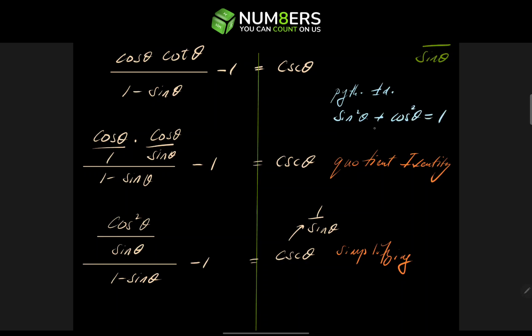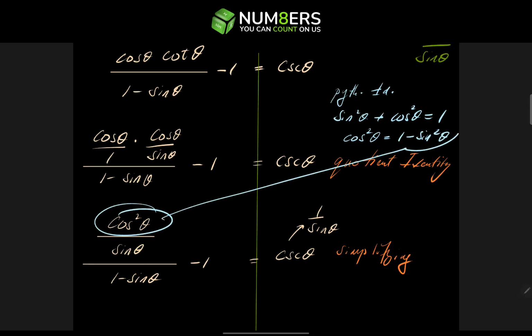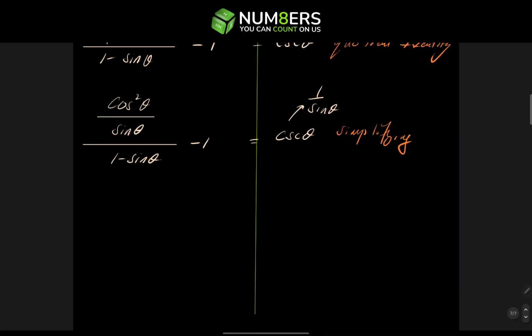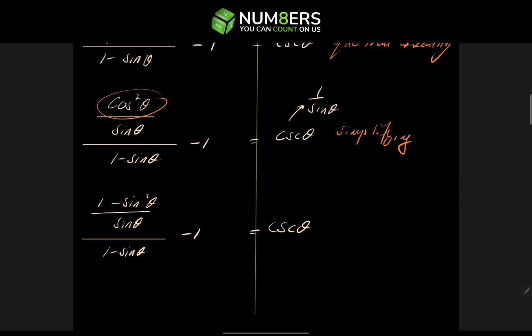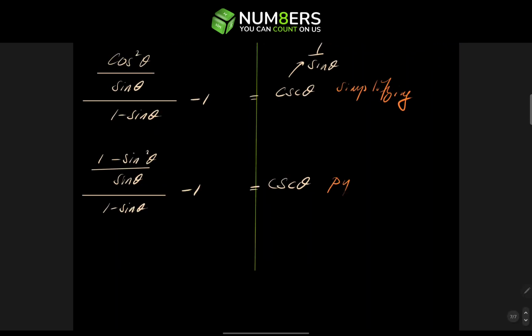What I'm going to do is subtract sine squared on both sides of the equation. We end up with cosine squared theta equals 1 minus sine squared theta. So here for cosine squared, I'm going to write 1 minus sine squared. So we write 1 minus sine squared theta all over sine theta, and all of this over 1 minus sine theta minus 1 equals cosecant of theta. Here what we did was we used the Pythagorean identity from cosine squared to 1 minus sine squared. That's the Pythagorean identity, so I write Pythagorean identity here.